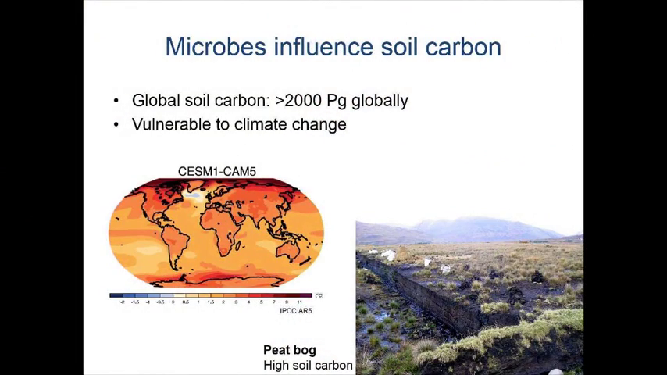And the specific component of the Earth system that I want to focus on today is the role of microbes in soils. This is because soils are really a fundamental element of the global carbon cycle, storing greater than 2,000 petagrams, which is about 3 times the amount in the atmosphere as CO2. And here's a peat bog, which illustrates the potential for this high carbon density in soils. This is a peat bog actually from the UK.